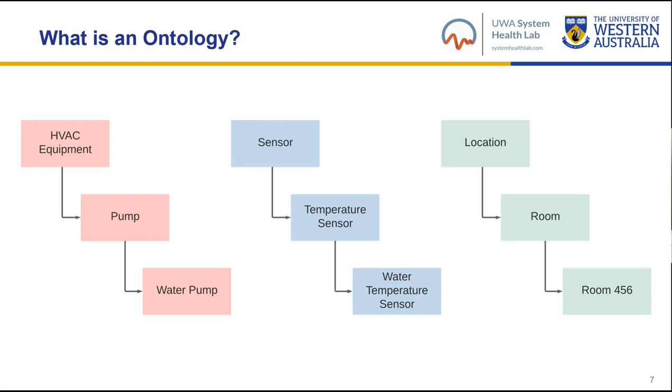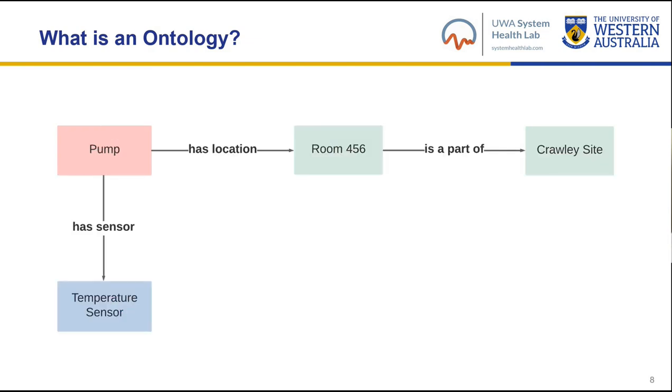For example, the relationship between a pump and a temperature sensor, whereas an ontology can. An ontology extends the dimensionality of the model by allowing you to specify that a pump has a temperature sensor, that it has a certain location, which is contained within another location, and so on. These relationships provide the rich contextual information necessary for building applications.